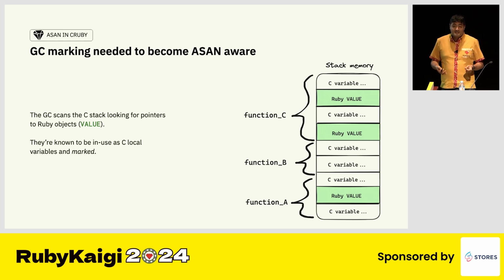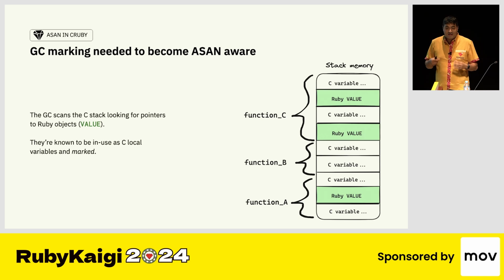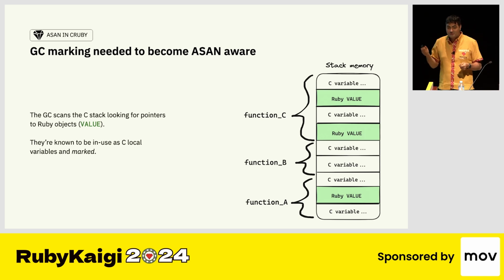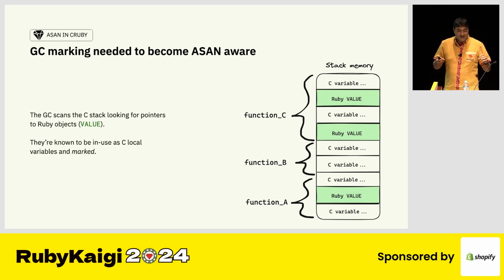So the garbage collector needed to learn about ASAN in a couple of ways. So ordinarily, C functions can hold references in local variables to Ruby objects. We allow that. And the garbage collector will ordinarily find them by just marking the machine stack, like from top to bottom. So let me rephrase that in a different way.